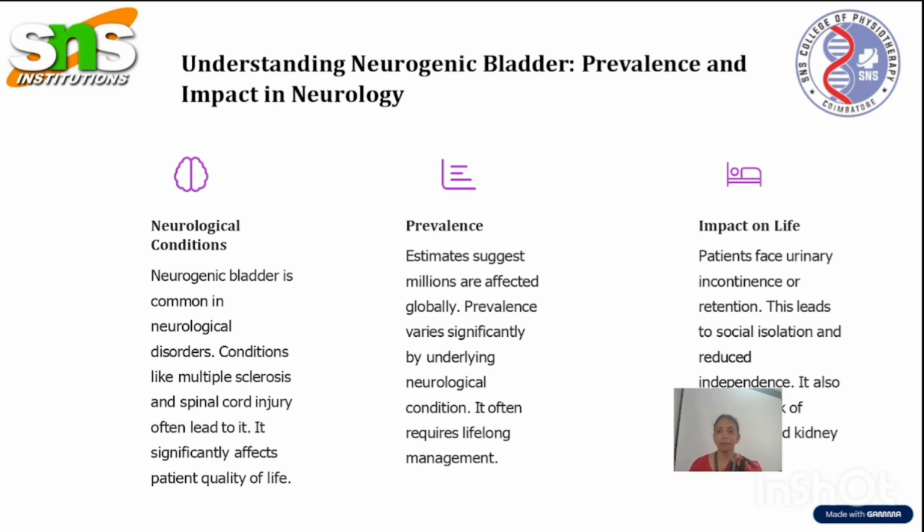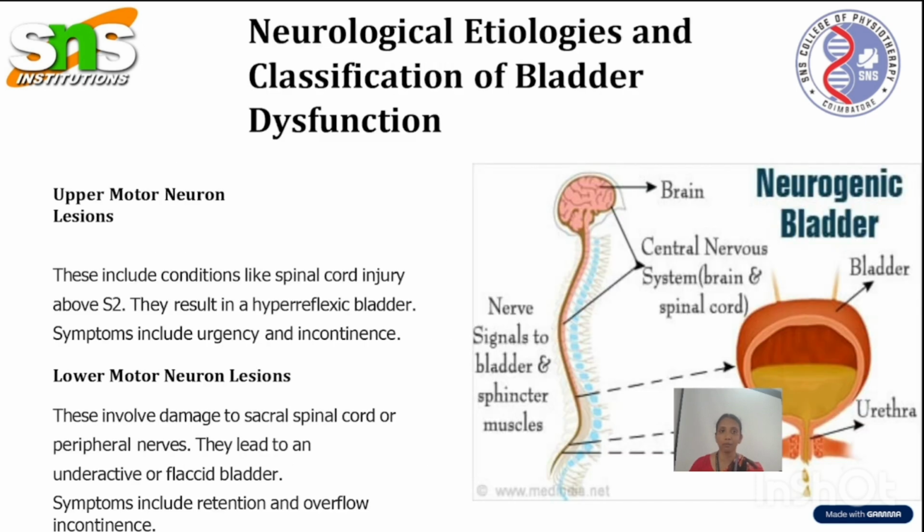The next thing is the impact on life. Patients face urinary incontinence or retention. This will lead to social isolation and reduced independence. It will prevent the person from participating in social activities. It also increases the risk of infections because of the bladder dysfunction, so that the kidney can also get affected with the neurogenic bladder.